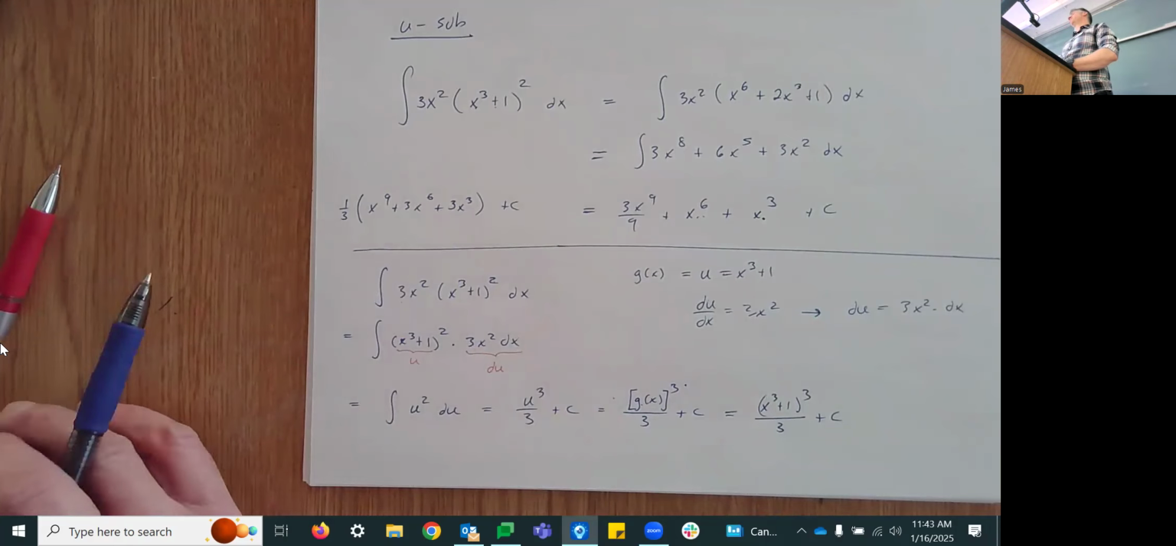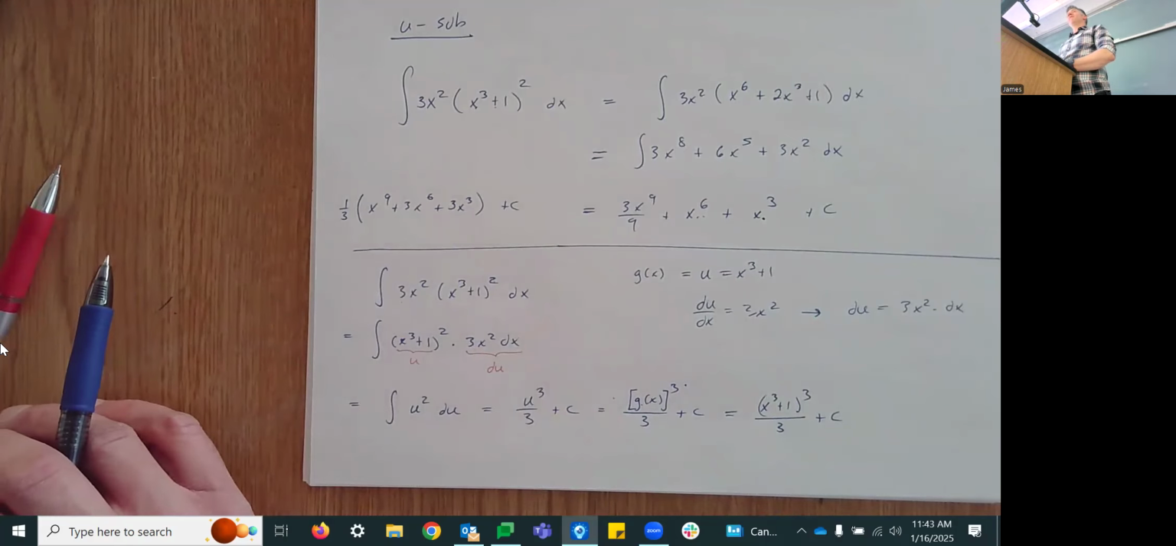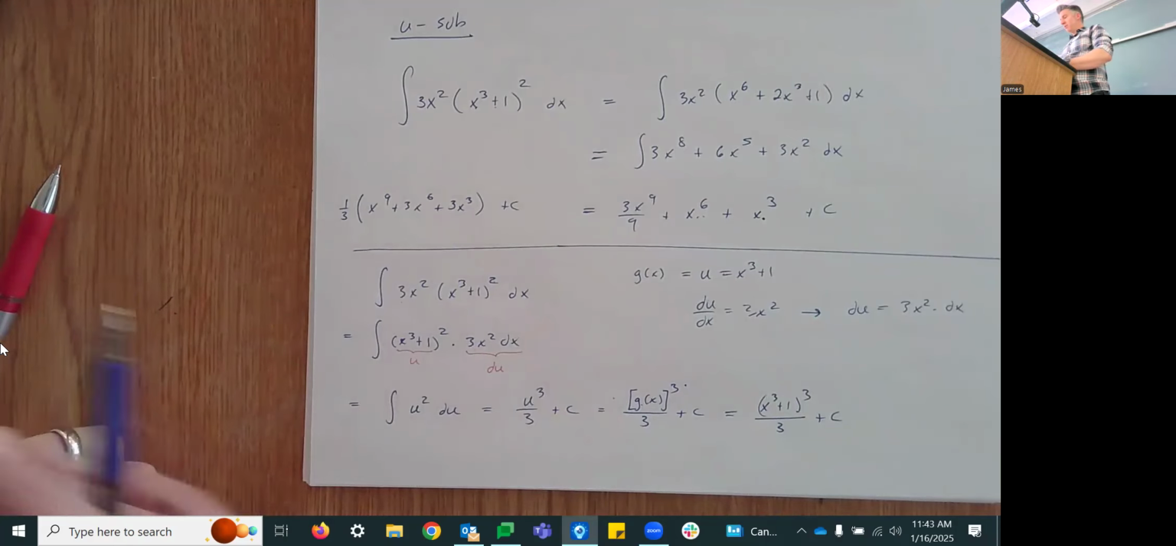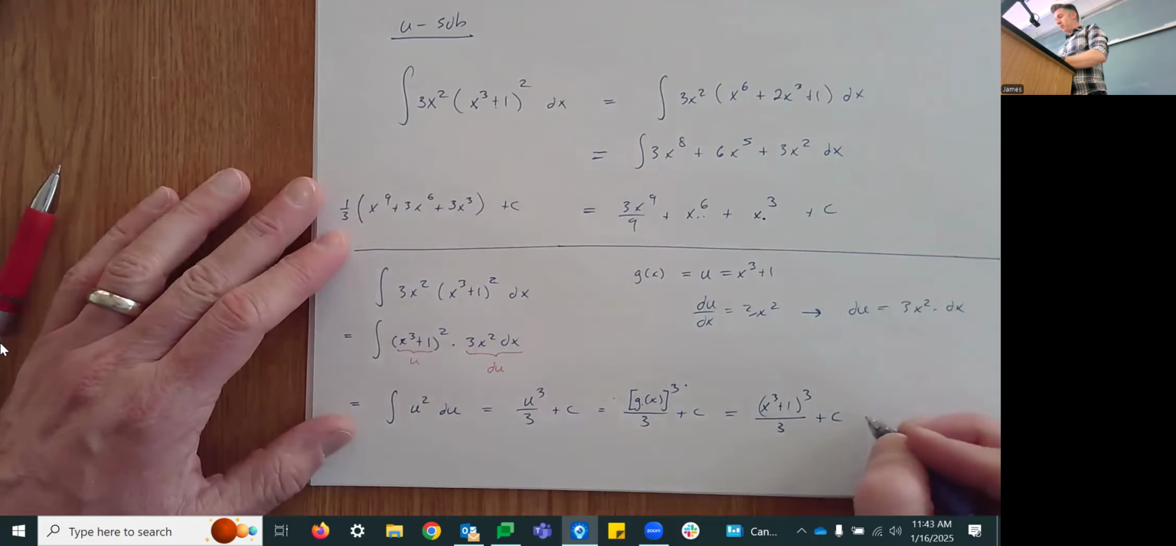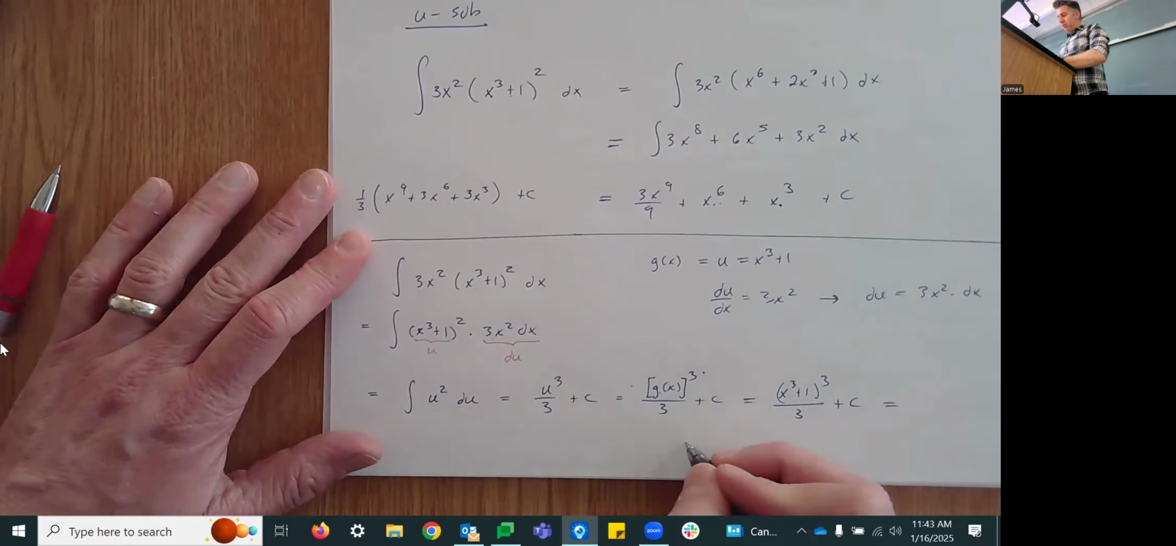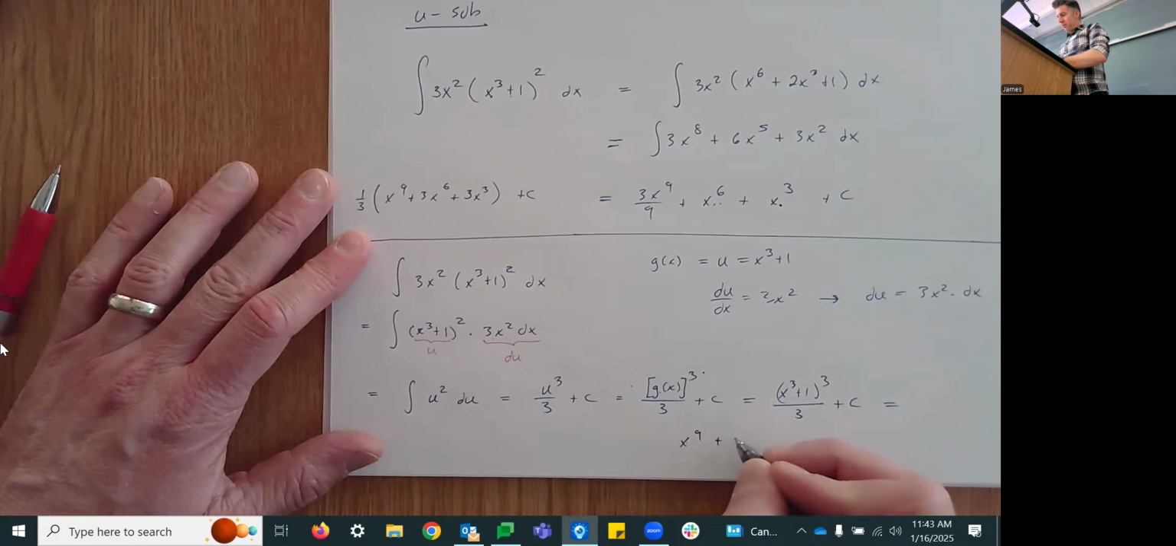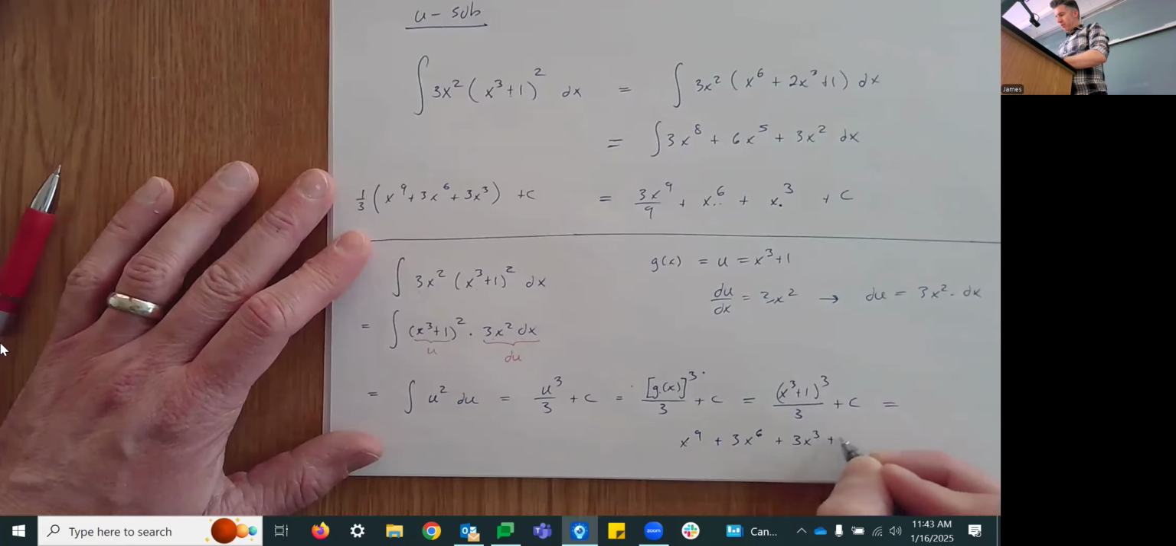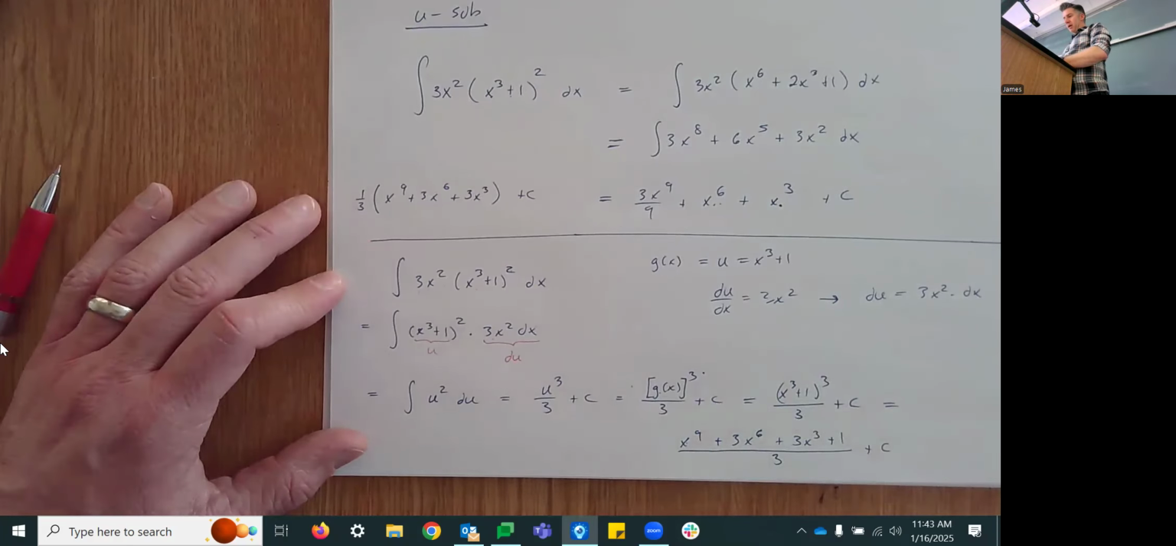And the answer is, they're the same enough. Let's multiply it out and see. You multiply x cubed plus 1 cubed, you get x cubed cubed plus 3x cubed squared plus 3x cubed to the first plus 1 cubed, all divided by 3 plus c. Let's see, is that the same?